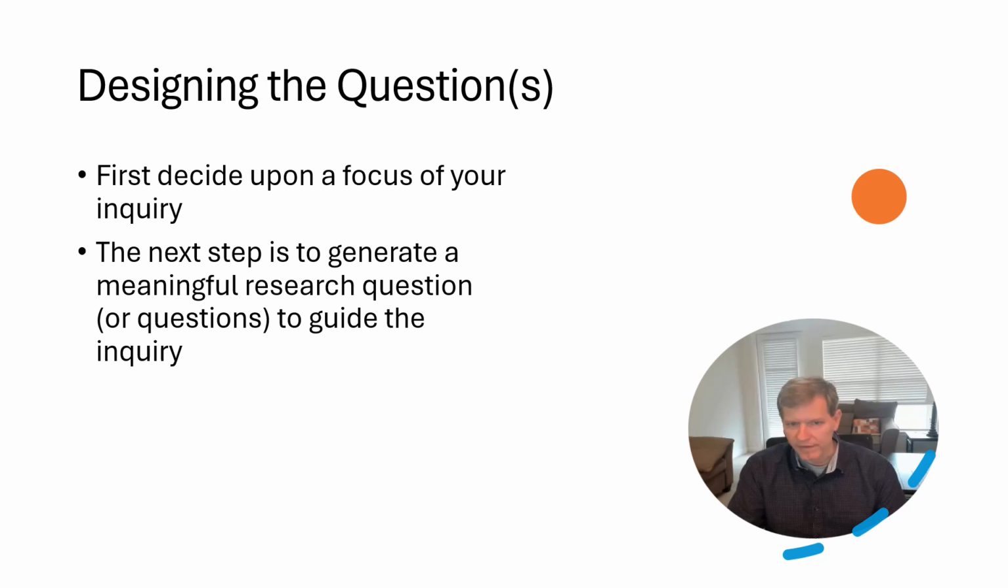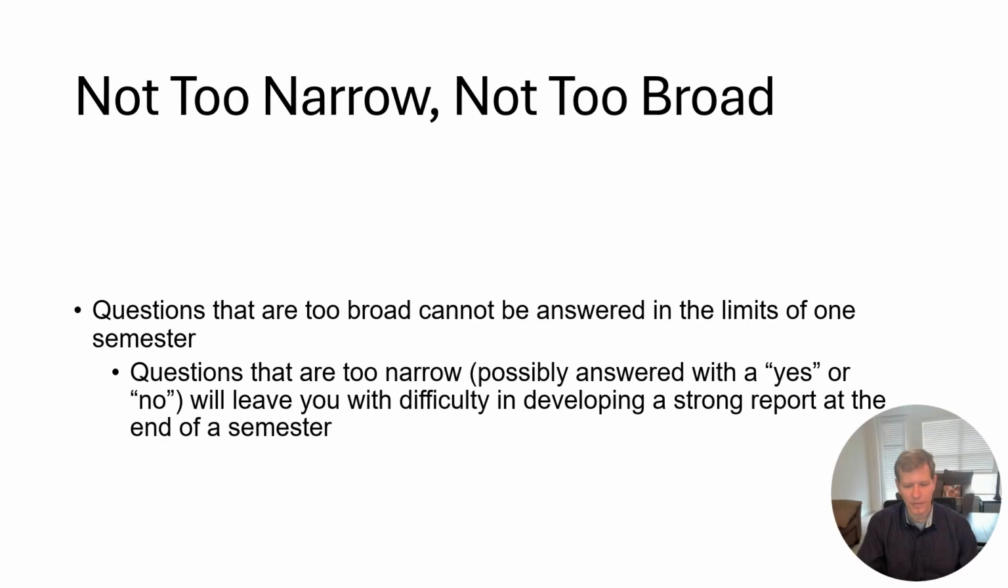The next step, once you've decided about a topic, is to narrow down a research question. You want to make sure that your question is not too narrow but not too broad. A question that is way too narrow can typically be answered with a yes or no, or maybe looking up a little bit of quick information on even the internet. And it's way too simple to answer.